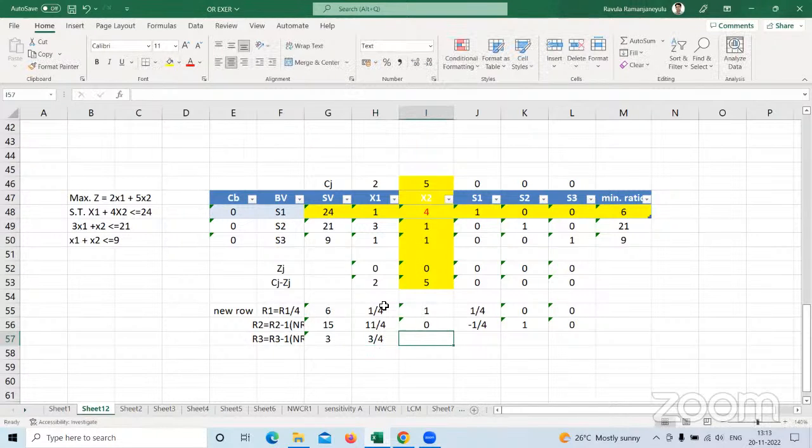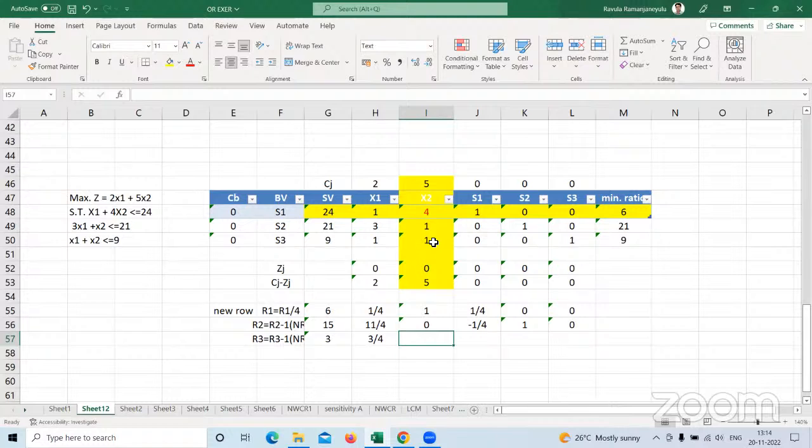Am I correct or wrong? In the third row, new row means which new row, sir? The first new row only. The new row is nothing but the key element row, which we calculated. Okay. That is the new row. Wherever we got the key element in the first row, that is the new row for all other rows.